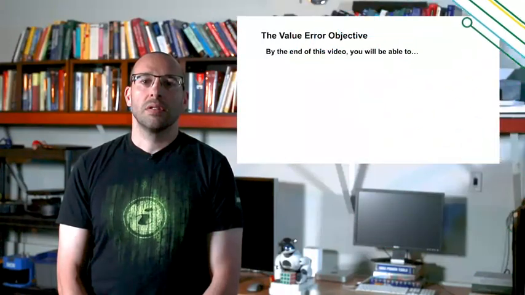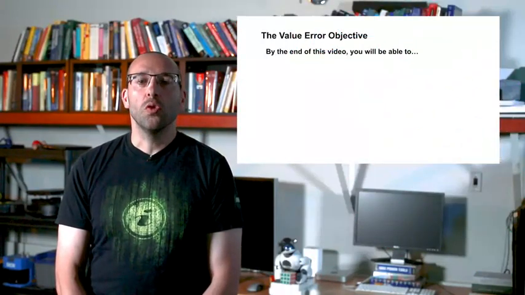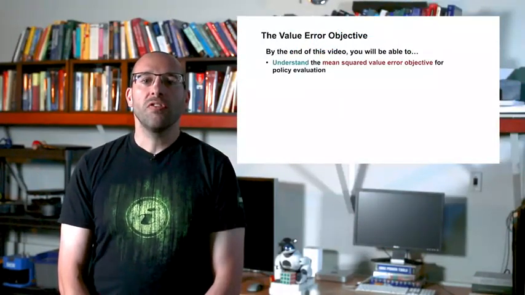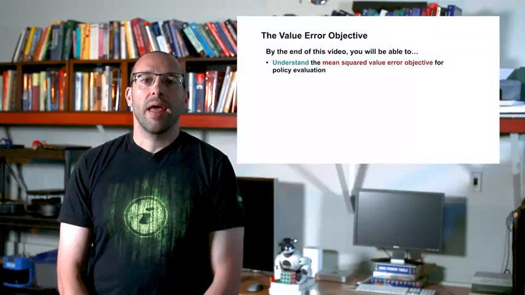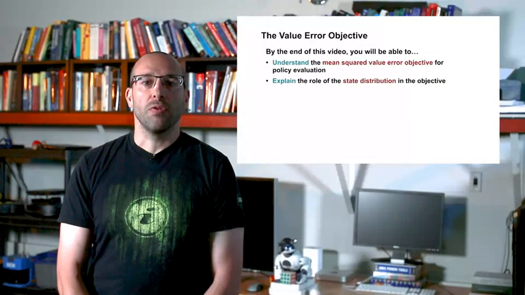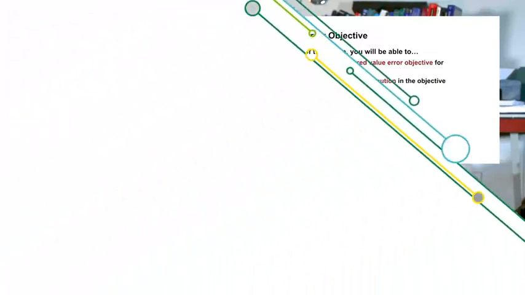We discussed how we can frame value estimation as a supervised learning problem. In supervised learning, an important step is to define the objective to optimize. In this video, we will be more precise about the objective we would like to optimize. After watching this video, you will be able to understand the mean squared value error objective for policy evaluation, and explain the role of the state distribution in the objective.